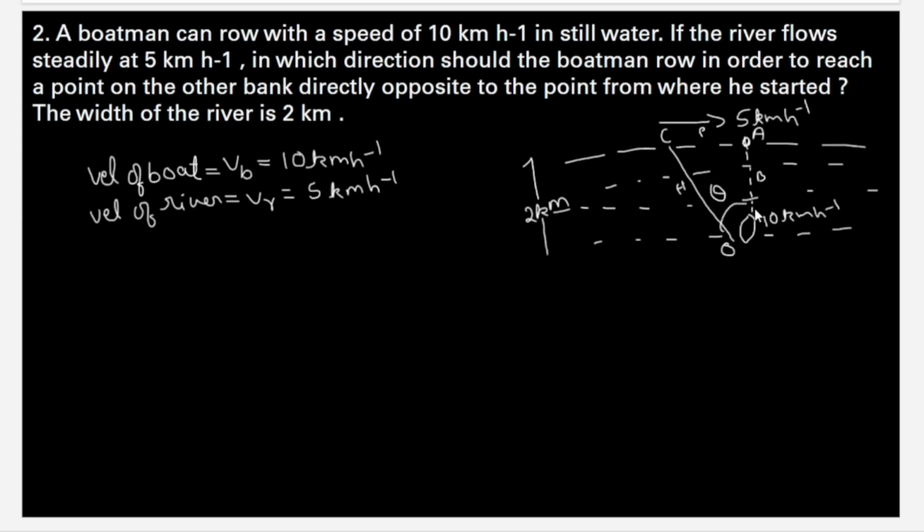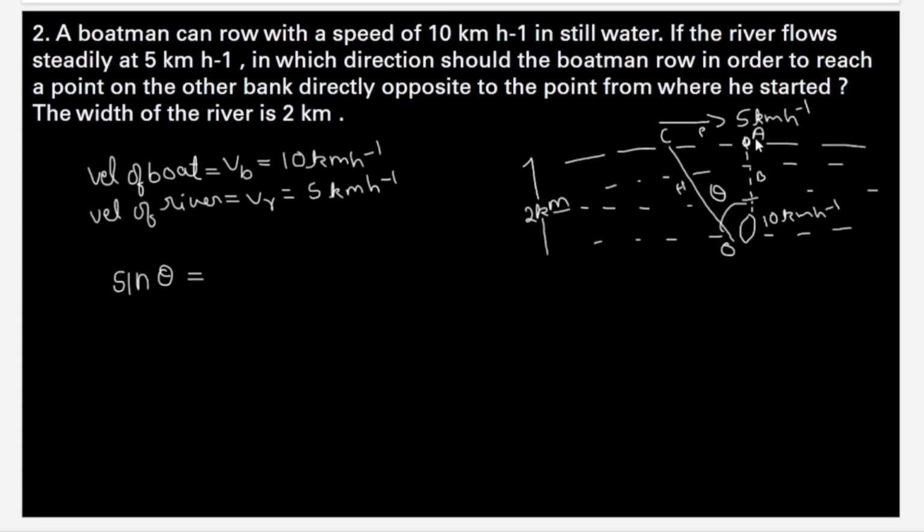For the boat to travel from here to here, in which direction should the boatman row? We know OC, the hypotenuse, which is 10 km h-1. We know AC, the perpendicular, which is 5 km h-1. But we don't know OA, which is the base. So we make use of sin theta. Sin theta is perpendicular by hypotenuse.